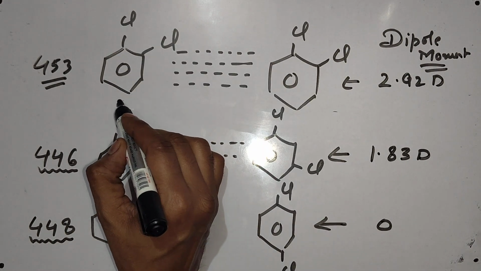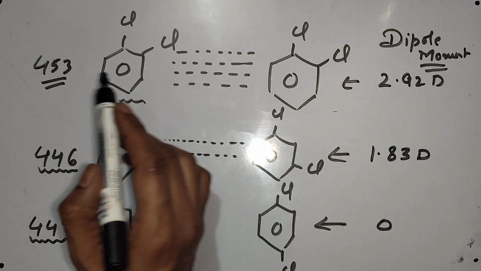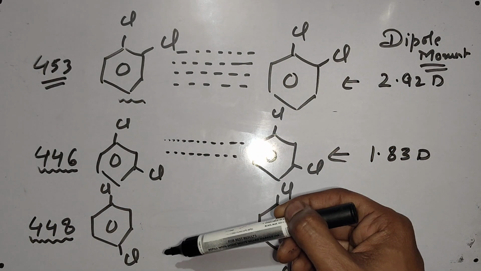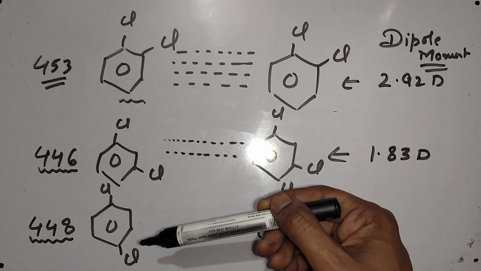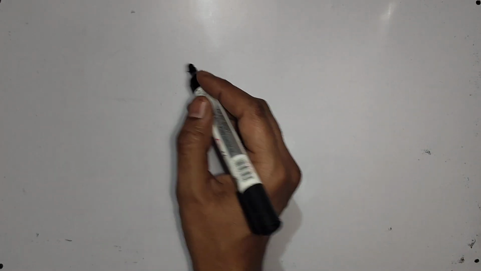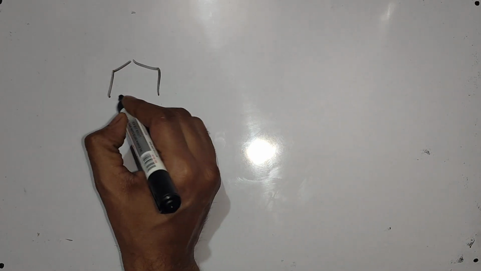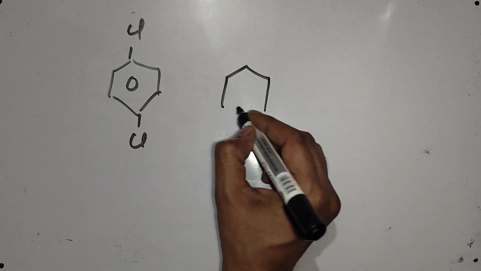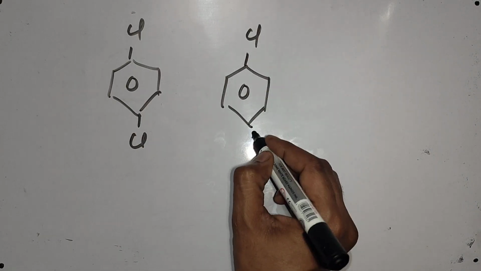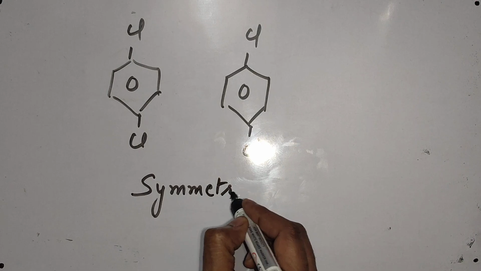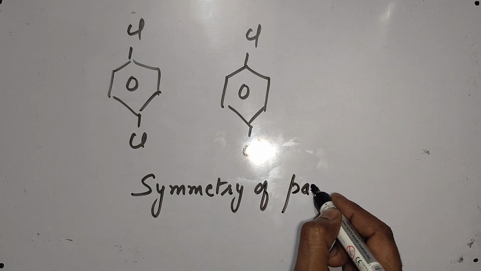I hope we got why ortho has the highest boiling point, because of the strongest force of attraction. But now the point is, between meta and para, why does para have a higher boiling point than meta? The reason is the symmetry of para molecules.